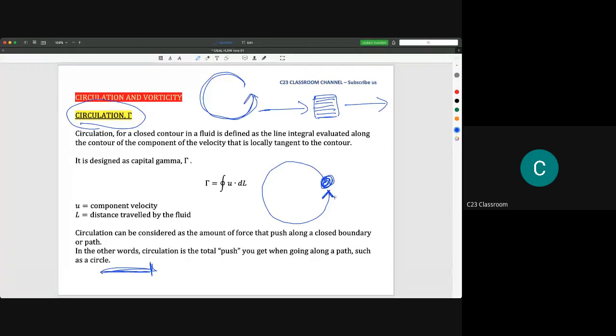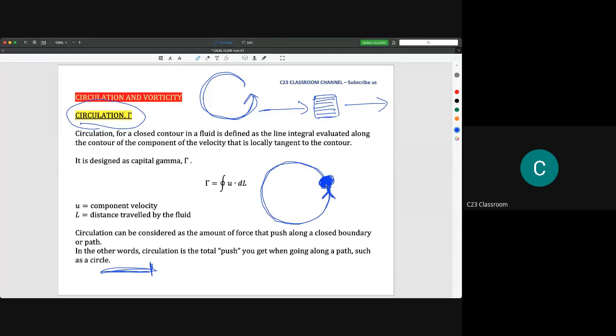Circulation means the total power, the total force needed by this. It's actually not force, it's something like force. I mean the total push of this molecule to move from this starting point to its ending point, which is the same location.